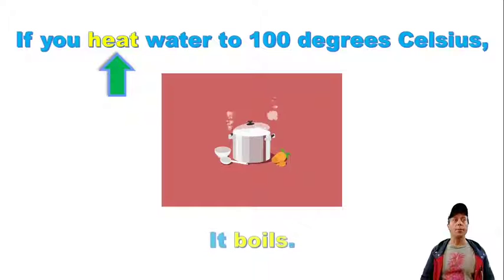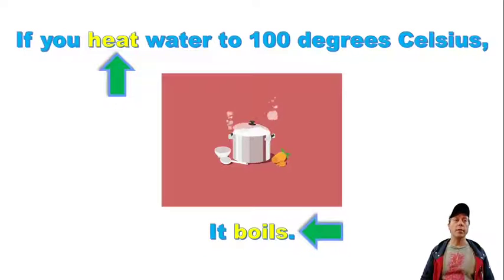For example, if you heat water to 100 degrees Celsius, it boils. This is generally true. It's something that will happen every time. Every time you heat water to 100 degrees, it will boil, here on this planet anyway. It's a general truth, or if you like, it's a law of nature. So we use the present simple in the cause and the present simple in the effect.